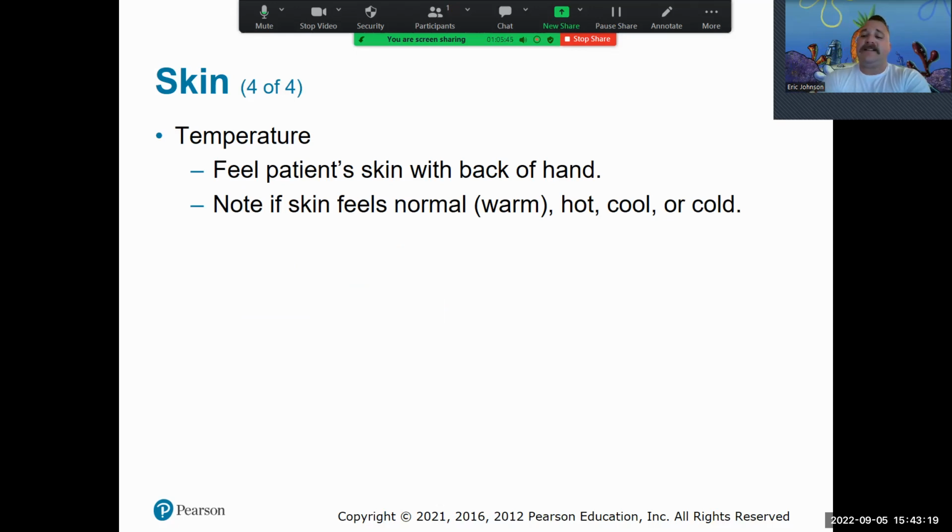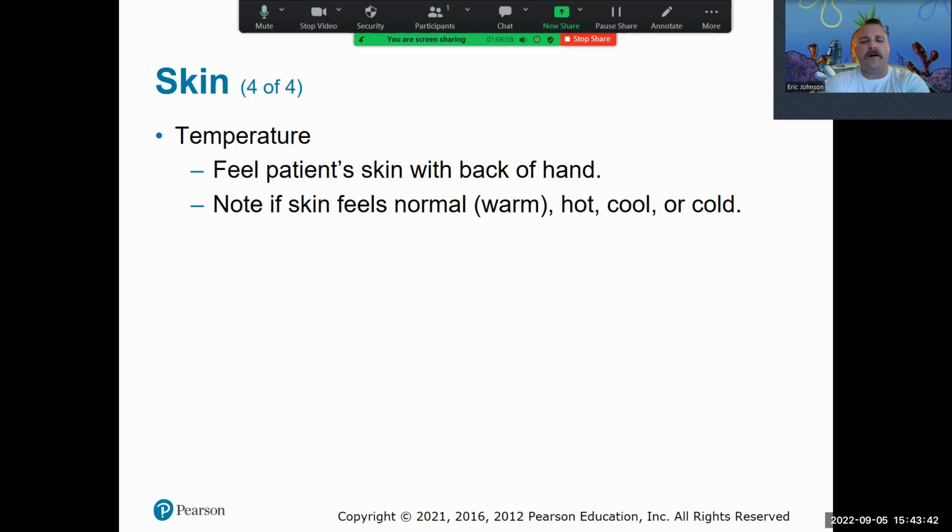Next is going to be temperature. So we've talked about color. Now we're talking about temperature. Temperature is going to be measured by the back of the hand. And we're going to be noting if it is warm, which is normal, hot, cool, which is slightly below what you would expect, they're definitely cooler than you, or cold, which you'll feel them and say, ooh.